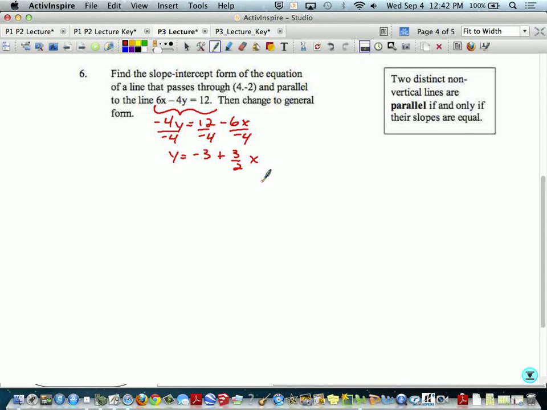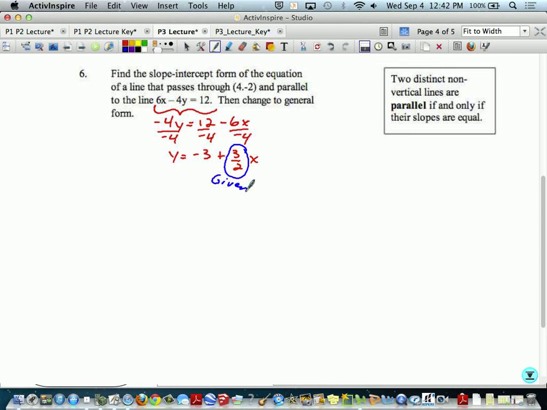Now in the exam, if you forget all that, what could you do? Make an xy table, get 2 points, calculate the slope, and write that down. You could do it that way. The slope is 3/2. So we're going to use this slope.